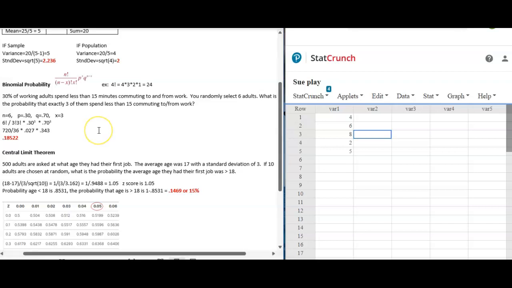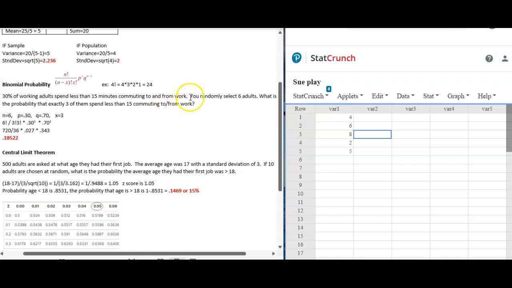So we're going to go through it manually, and then we'll use statcrunch. 30% of working adults spend less than 15 minutes commuting to and from work. You randomly select 6 adults. What is the probability that exactly 3 of them spend less than 15 minutes commuting to and from work?